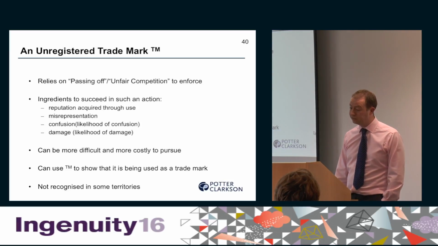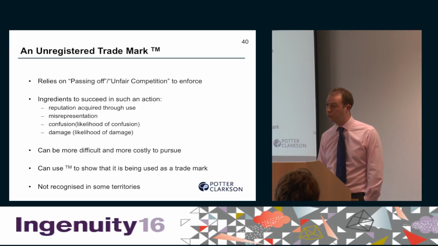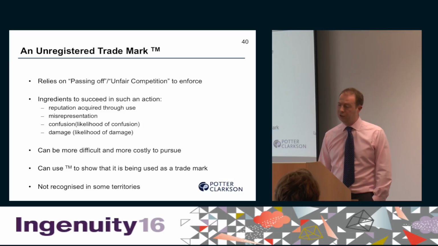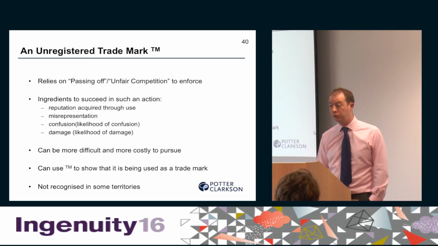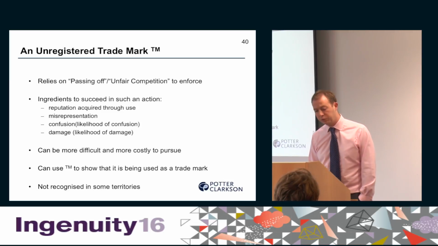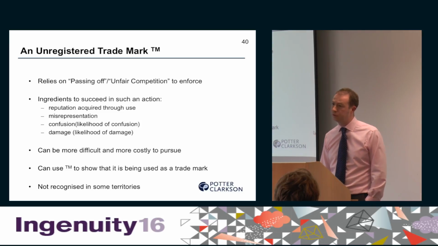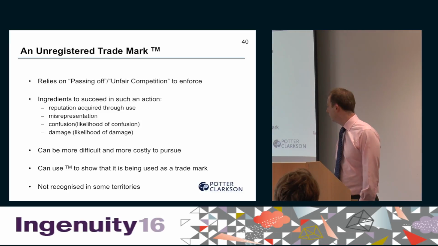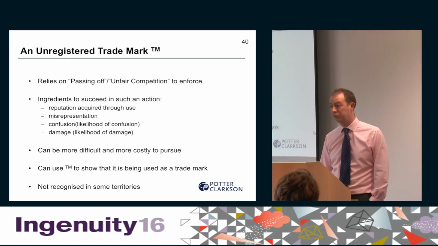And the ingredients to succeed in such an action is that you have to show that you've acquired a reputation through use of your mark. You must show that there's been a misrepresentation by the other side. You must show that there has been confusion in the marketplace or likelihood of confusion, and that there has been damage or likelihood of damage. Now, I'm sure you can see that in order to prove all of those things, there's going to be a lot of evidence, a lot of factors that come into play, lots of arguments to be had on both sides.